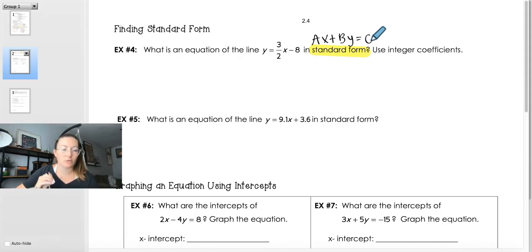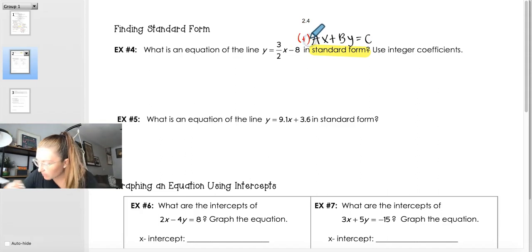Something I want to note on this, for this to truly be in standard form, your a value needs to be positive. So you cannot have the negative out front. If you have a negative, just divide everything by negative and switch all the signs. So we want that a value to be positive for standard form.